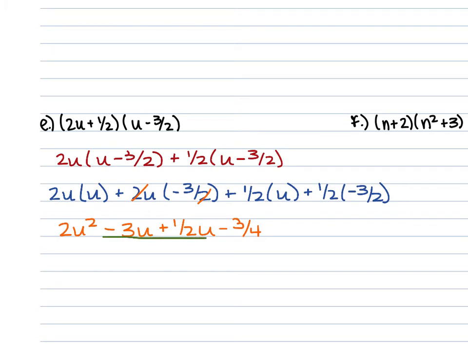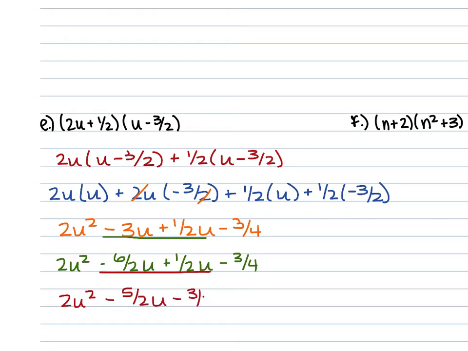So from here, you just have to combine your like terms. The 3 can only combine with the 1/2 if it is a like denominator fraction. So rewrite the 3 as a fraction with a denominator of 2. This is going to become 2u squared minus 6 over 2u plus 1/2 u minus 3/4. This will make things a lot easier. So when you go to combine these, you're just combining the numerators. So negative 6 plus 1 gives us a negative 5. So that's 2u squared minus 5 over 2u minus 3/4.